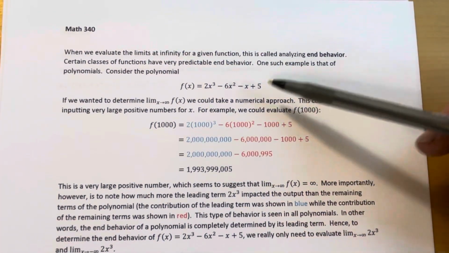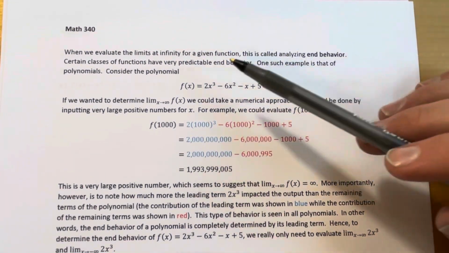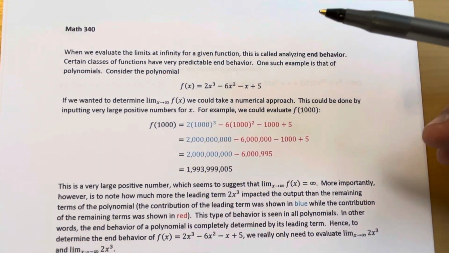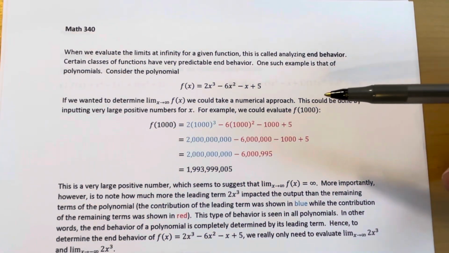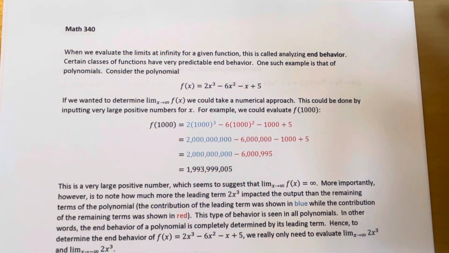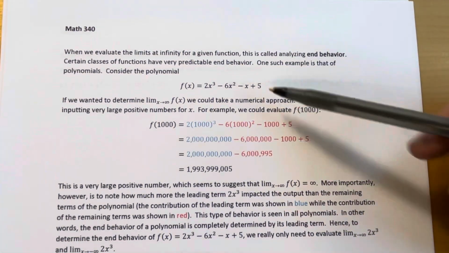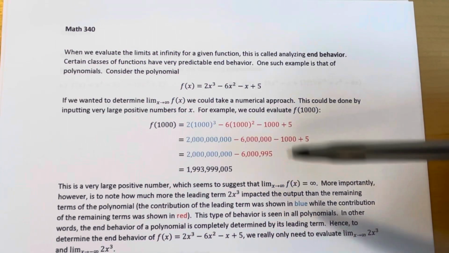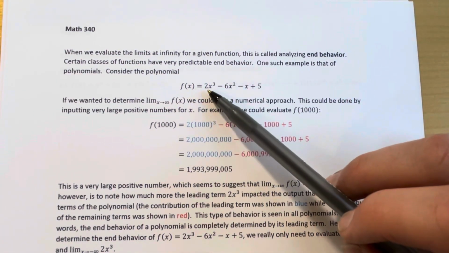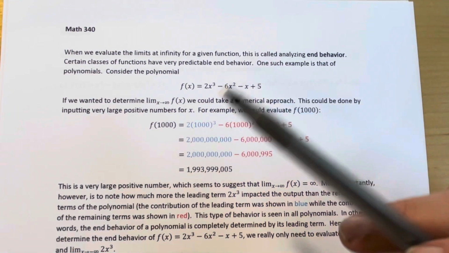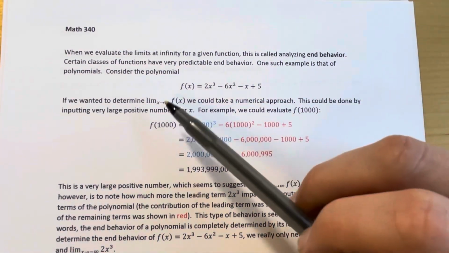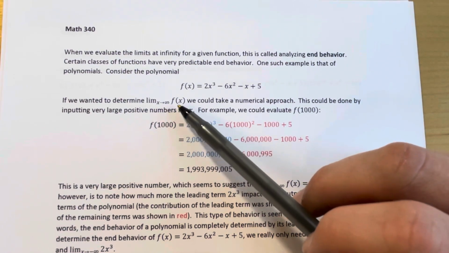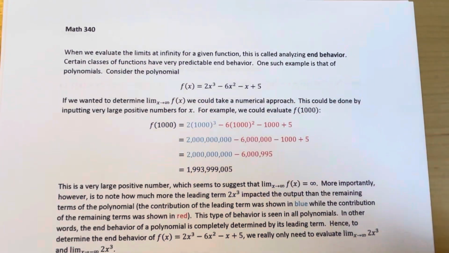So let's consider a polynomial, because what we're going to see here is that analyzing end behavior for certain classes of functions often boils down to a relatively simple technique. Polynomials have very predictable end behavior, and we're going to talk about how to determine that. But let's look at an example. F of x is equal to 2x cubed minus 6x squared minus x plus 5. I want to determine the limit as x approaches infinity of f of x for this function here.